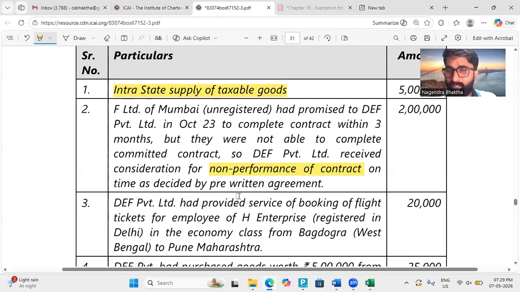Next one, it's not a supply. Basically, it is not a supply. Why? Because there was no consideration. Correct? Non-performance of the contract. For not performing, they put the liquidated damages. There is no supply. That's why this is not under GST. So there will not be any GST on that.